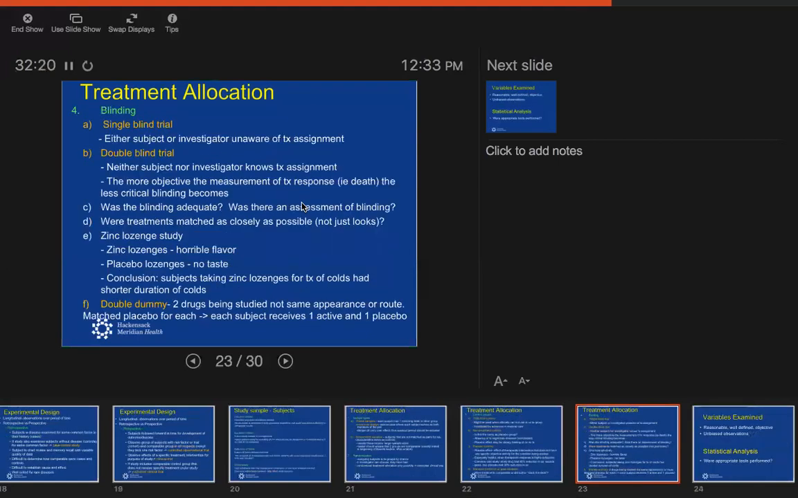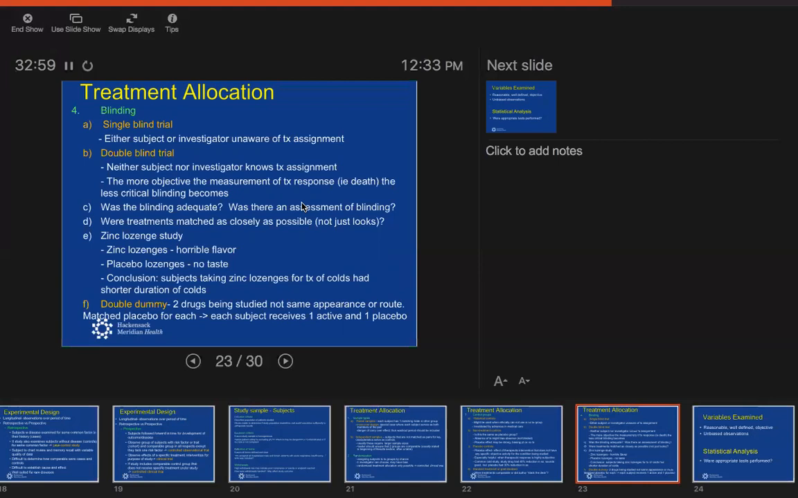And then when we're looking at the methods section, we want to look at blinding. We want to see if the study was blinded. And if it was blinded, was it a double-blind study, meaning that the subject and the investigator are unaware of what treatment the subject was getting? This is much more important when you're looking at subjective parameters rather than objective parameters. Was the blinding adequate? Was there an assessment of blinding? Some studies will try to query the subjects to see if they could tell what group they were in.